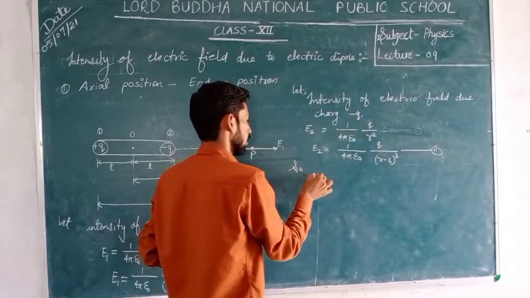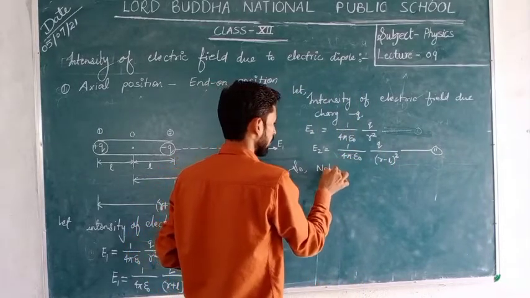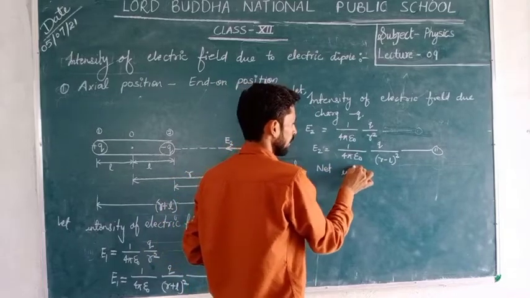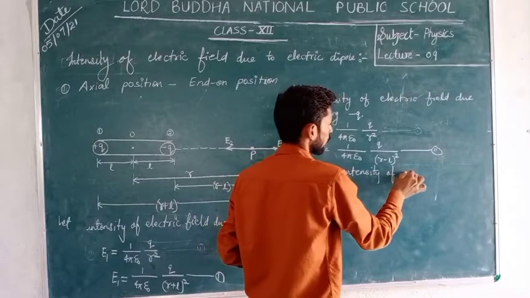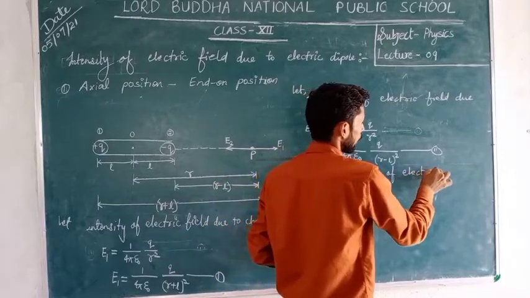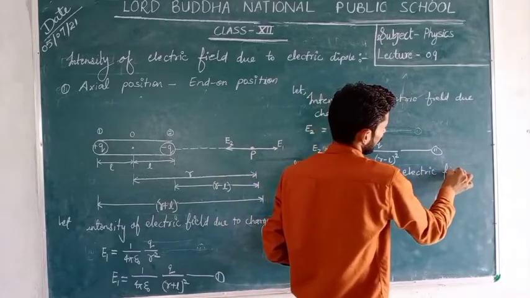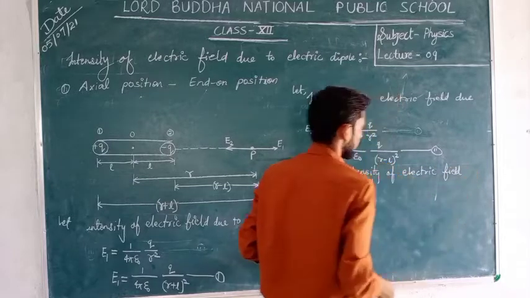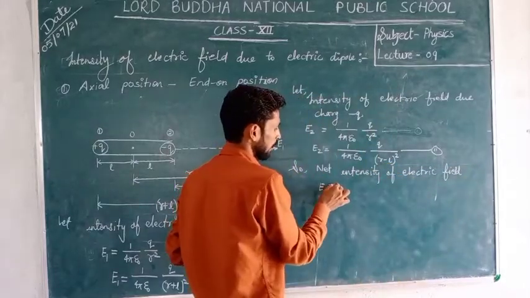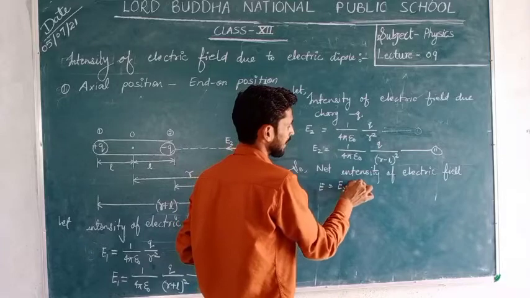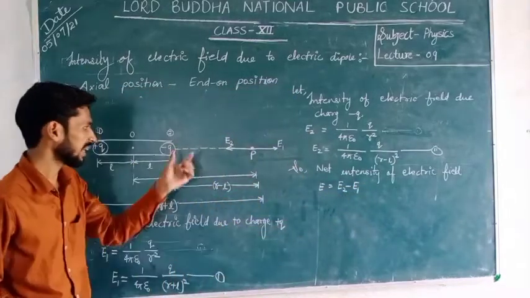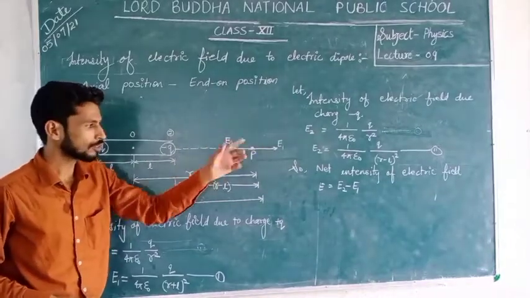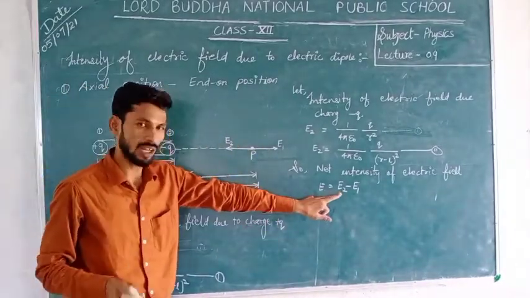So the net intensity of electric field equals E2 minus E1. Why are we taking E2 minus E1? Because E2 is greater than E1, so the magnitude will always be positive.